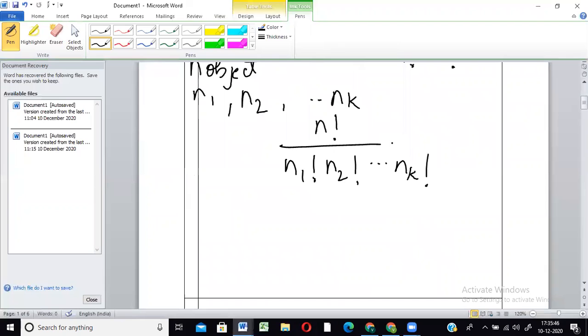Now we'll solve sums based on this. This is a solved example. A word is given to you: COMMON. We know this is of the repetition type because we can clearly see that M is repeating and O is repeating. The alphabets are not all distinct. Find the number of distinct words that can be formed from the letters of the word COMMON.